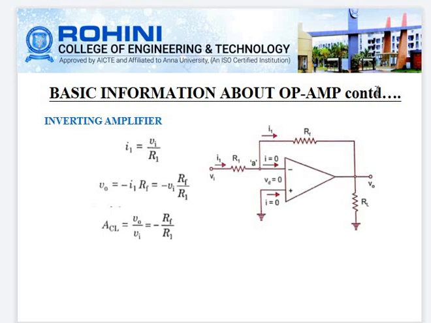The current through the resistance R1 is given as I1 equals V1 by R1, and the output V0 is equal to minus I1 into RF. Substituting I1, we get minus V1 divided by R1 into RF. So the gain, which is output by input, is equal to minus RF by R1. This is the gain of the inverting operational amplifier.